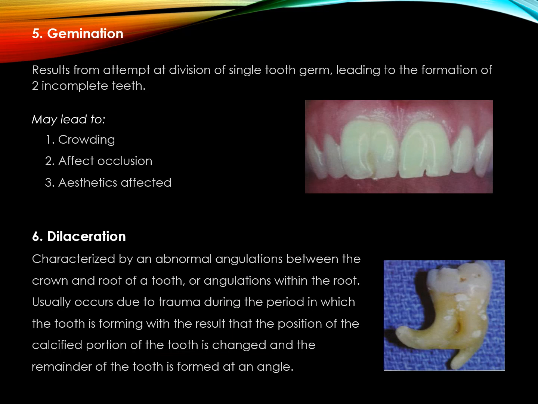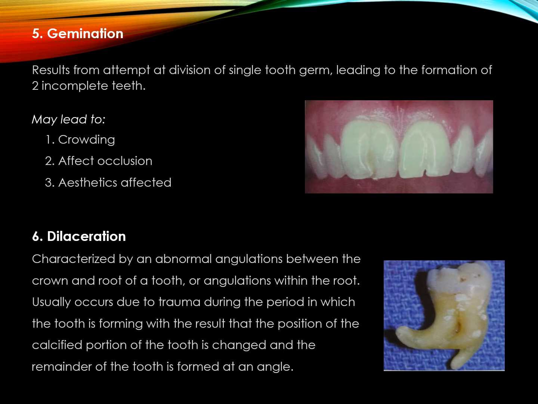The next anomaly is gemination. This results from the attempt at division of a single tooth germ, leading to the formation of two incomplete teeth. And this can lead to crowding. It can also affect occlusion and definitely aesthetics. So when you come across such teeth, it's better to work alongside your prosthodontist and endodontist and come out with a comprehensive treatment plan for such teeth.